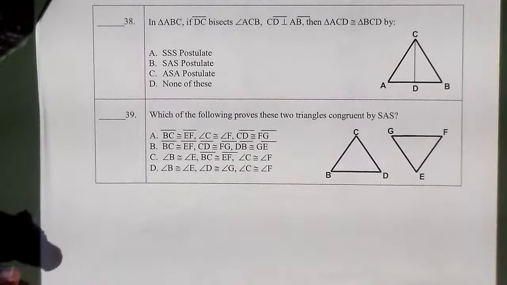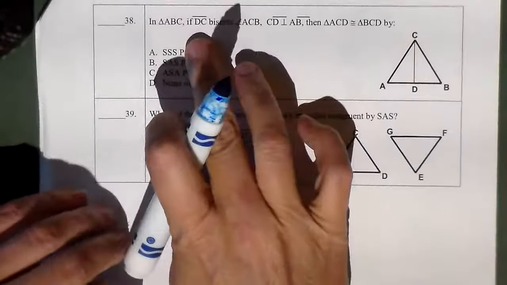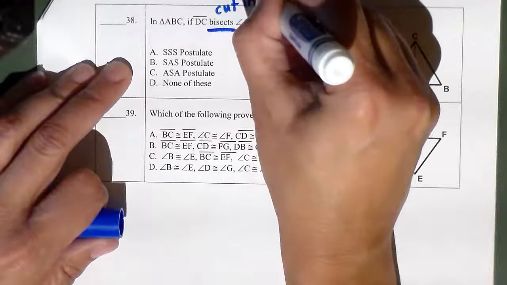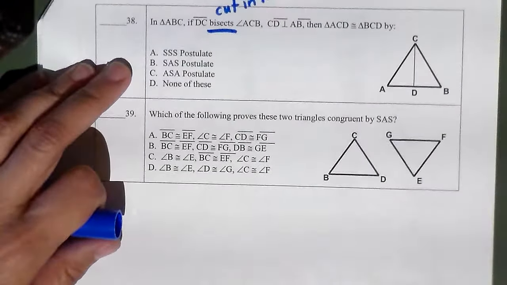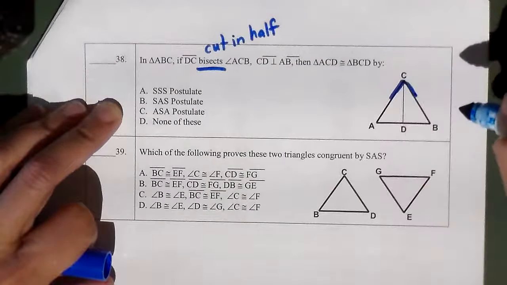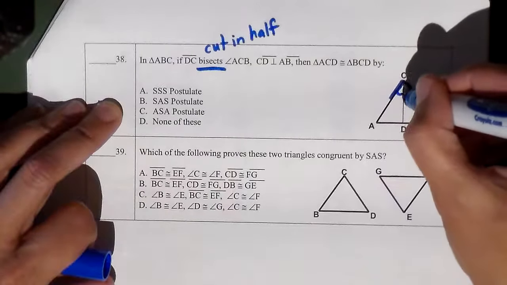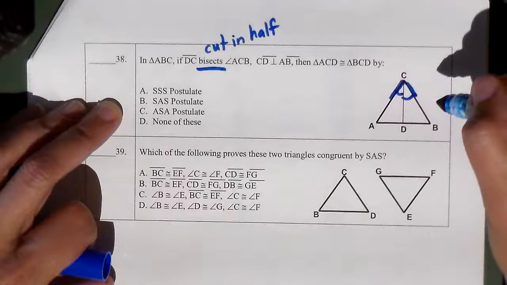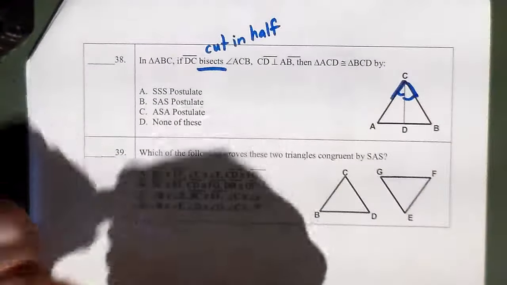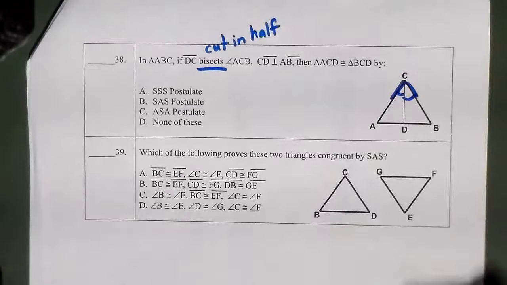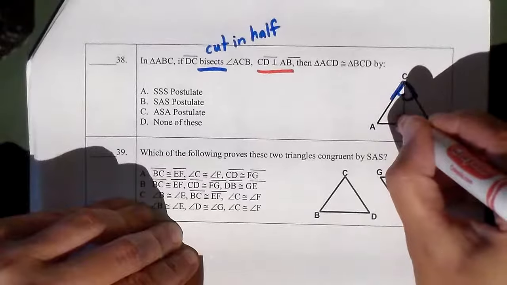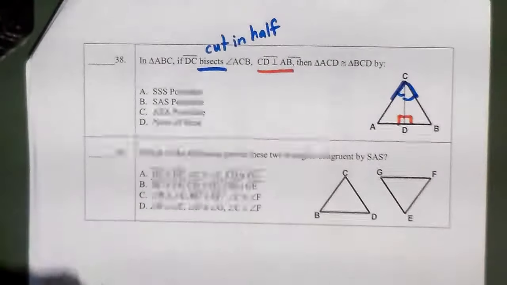Okay. In triangle ABC, DC bisects. What does bisect mean? Cut in half. DC bisects angle ACB. All right. I'm going to put ACB in color here. So DC cuts this angle in half. That means this angle and this angle are the same. Does everybody see that? Okay. Then it goes on to tell you that CD is perpendicular to AB. So CD and AB are perpendicular, which means these are right angles. Okay, so there's the second piece.